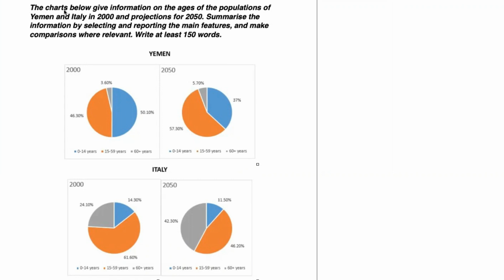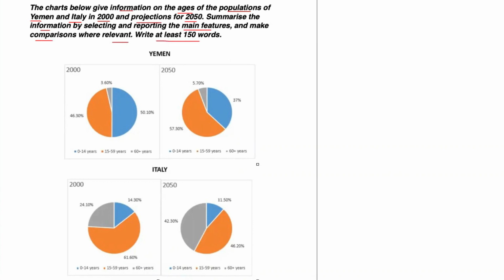So first off, it says, the charts below give information on the ages of the populations of Yemen and Italy in 2000 and projections for 2050. Summarize the information by selecting and reporting the main features and make comparisons where relevant. Write at least 150 words.